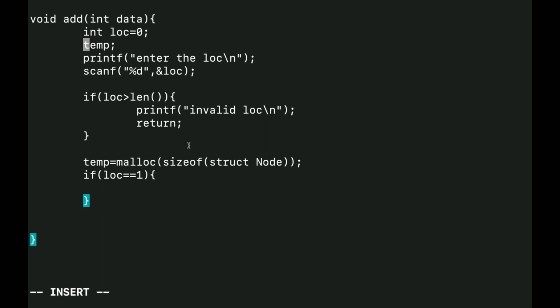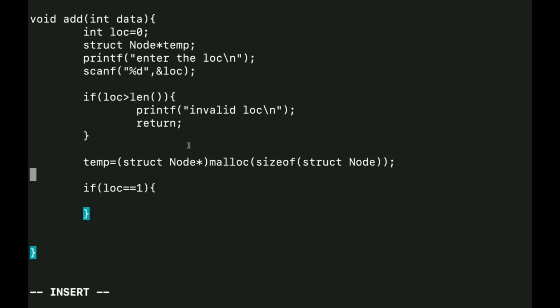This temporary variable is holding what, guys? An address. Which type of address? Node type of address. Node is what? A structure. But this malloc is returning which type of address, guys? Void type of address. What do I need to do? I need to typecast it into node type of address. So this node is nothing but struct type.